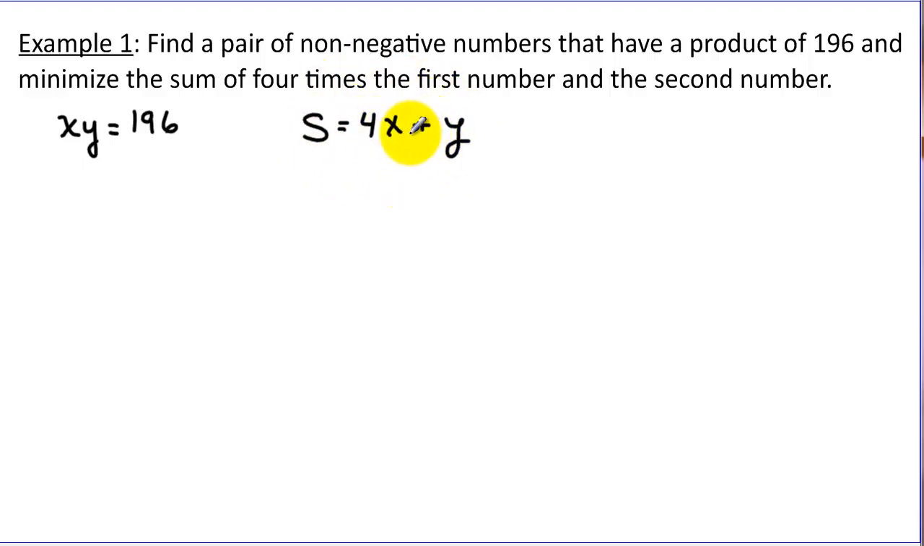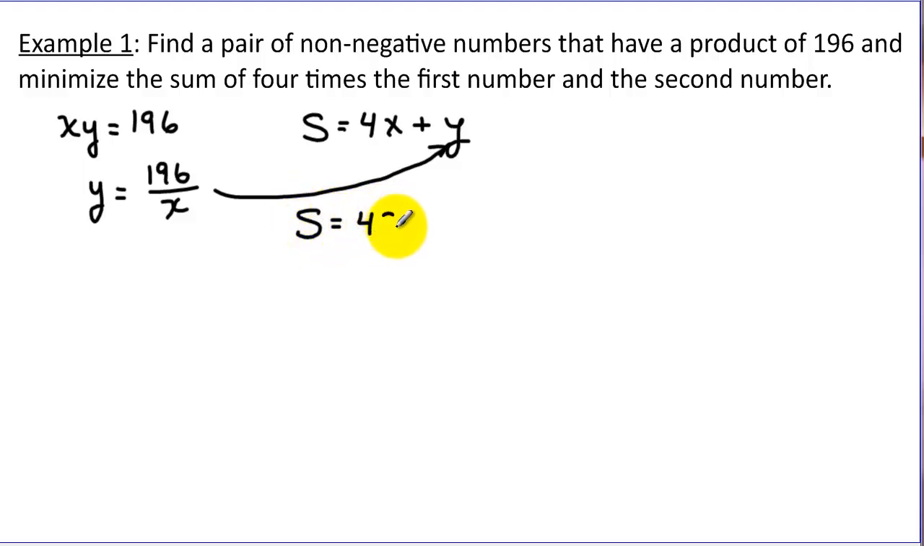Now we've got two variables here, so we're going to solve the constraint equation for one of the letters. Let's solve it for y. So we get y equals 196 over x. And we're going to substitute that amount into our other equation to create a version of the sum equation with only one letter. And since we're going to be taking a derivative, I'm going to rewrite this equation and move the x to the top.